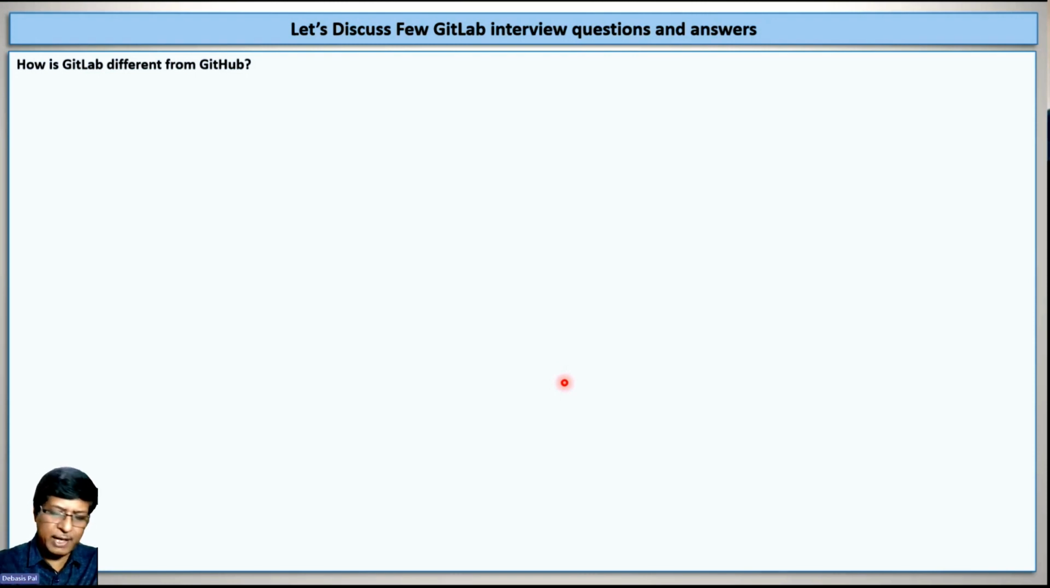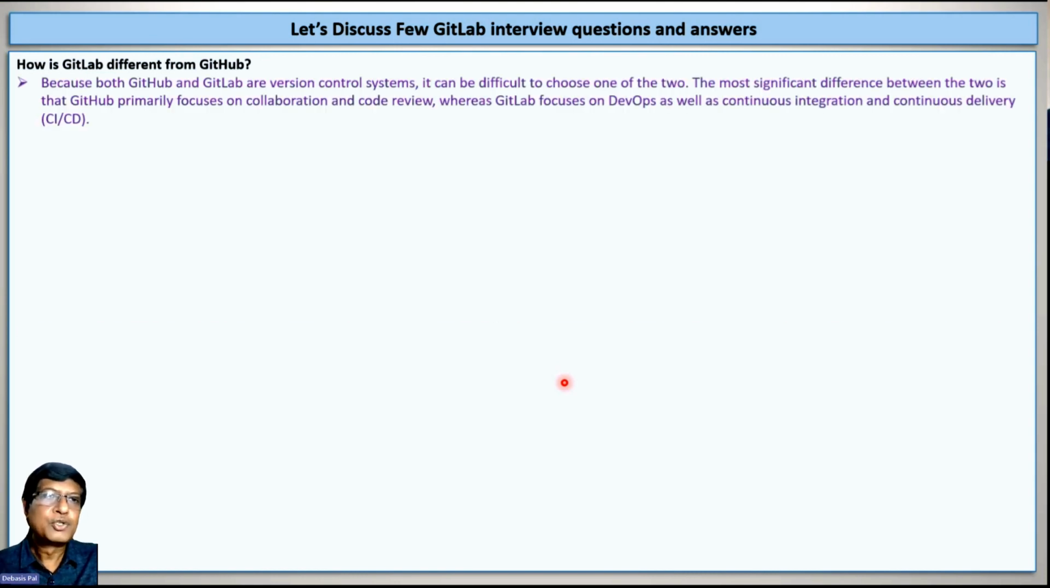Okay, because we are running short of time, let me try to answer that. So what is an ideal good answer? There is no single correct answer. It is a good answer if you say that both GitHub and GitLab are version control systems. You can use GitLab as a version control system, as a code repository, like GitHub. It can be a bit difficult to choose one of the two.